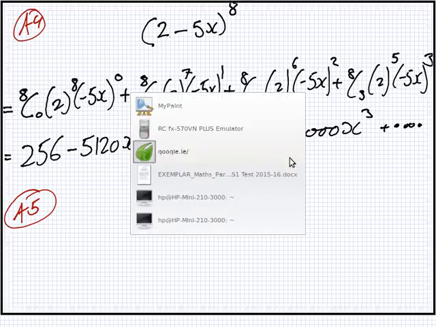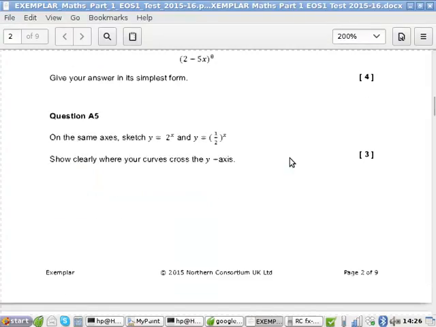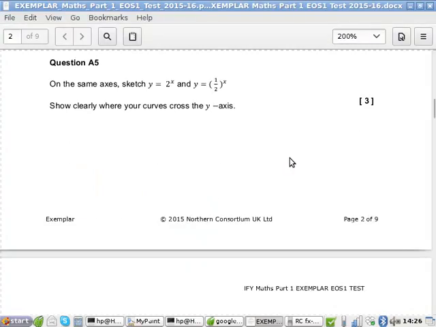Okay, 5 now. 5 is a bit tricky, kind of sneaky question. Try your best, I'll do it in a minute.